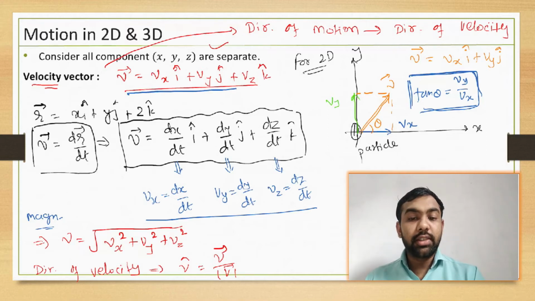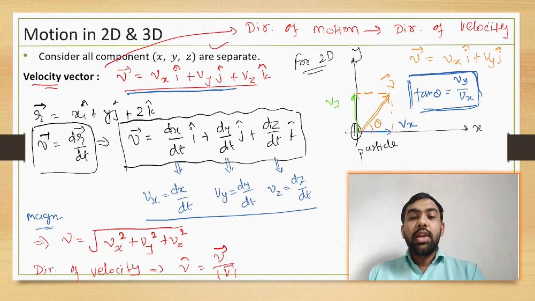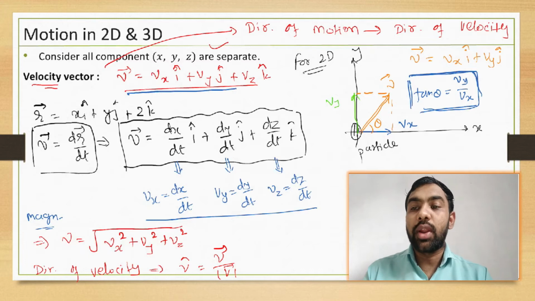So what is vx? dx by dt. What is vy? dy by dt. What is vz? dz by dt. Similar way, if this type of case is given, then how to find the average velocity? So that's another concept, average velocity.